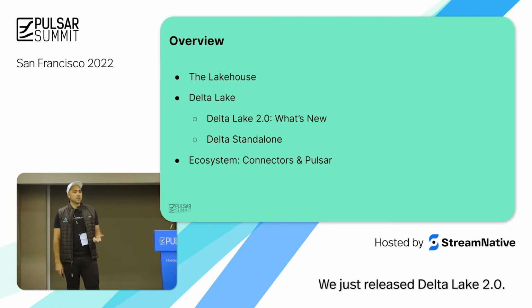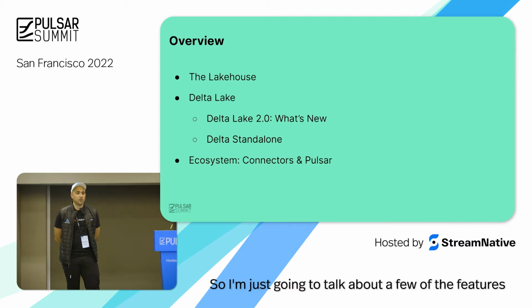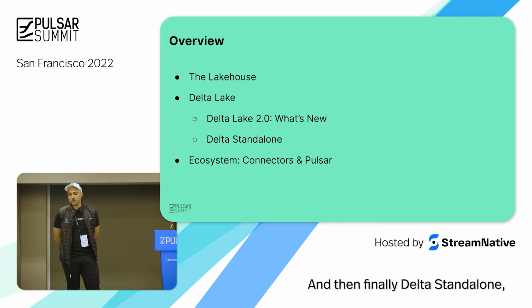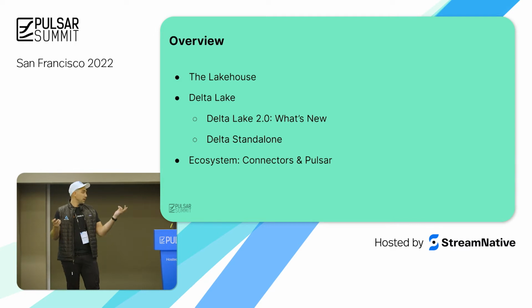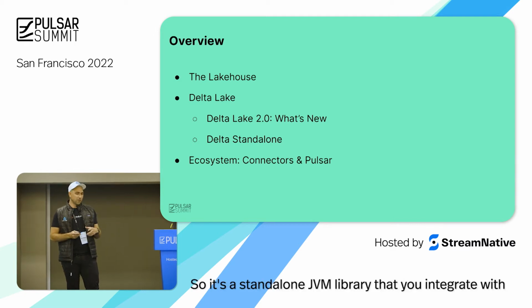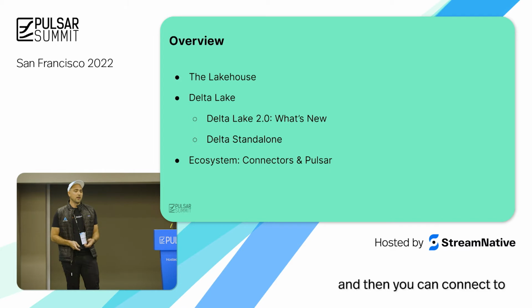Specifically, we just released Delta Lake 2.0. It's a very exciting release for us, so I'm just going to talk about a few of the features that are part of it. And then finally, Delta Standalone, which is our connector, and that connector is what allows other connectors to work with Delta Lake. So it's a standalone JVM library that you integrate with, and then you can connect to Delta Lake, sorry.